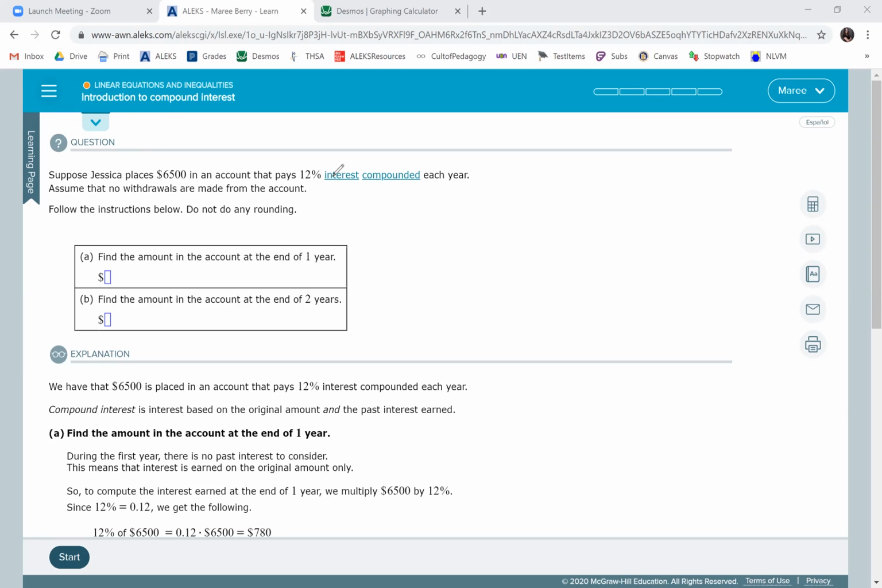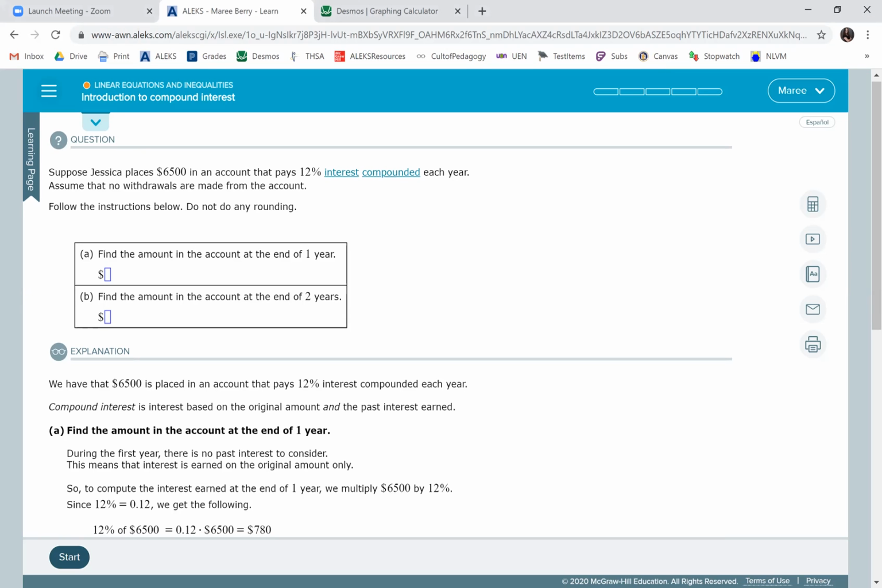When you have a percent, it's over 100. So you can just do 6,500 times 12 and then divide it by 100 to get the amount at the end of the first year. You take that new amount and times it by 12% to find the end of 2 years. So when interest accrues compounded, like it says it's interest compounded each year, you get interest on the total amount.